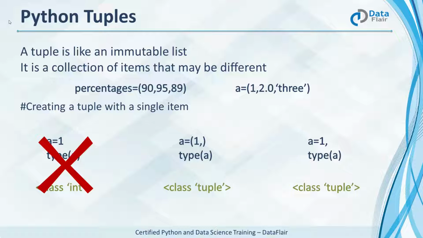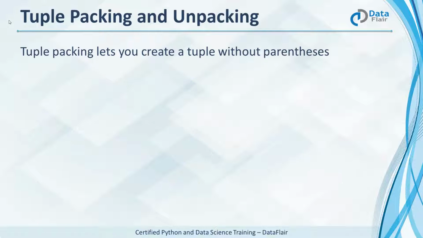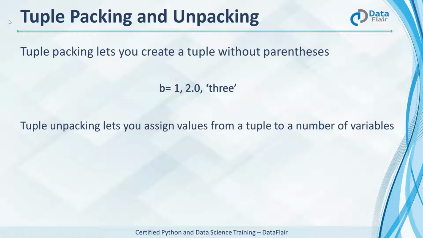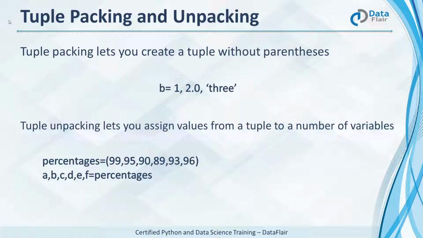Parentheses don't matter. Packing a tuple means creating it differently using a sequence of values. This is a tuple B with 3 values and there are no parentheses. Unpacking it means using a tuple's values to assign values to individual variables. This is tuple percentages. We store these 6 values in the variables A to F. Now C has the value 90.